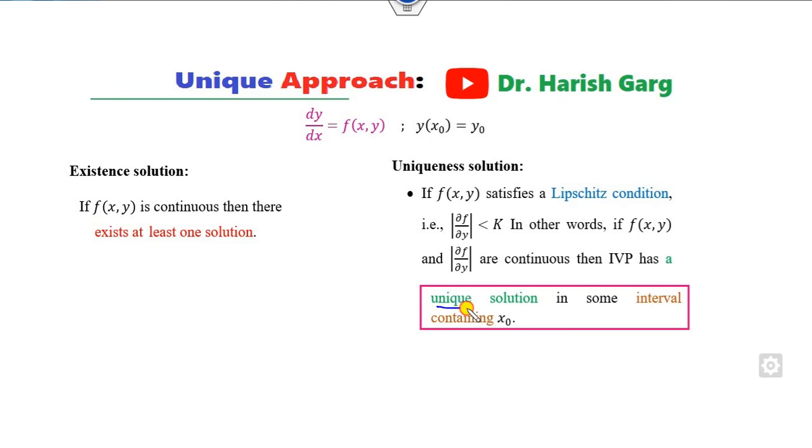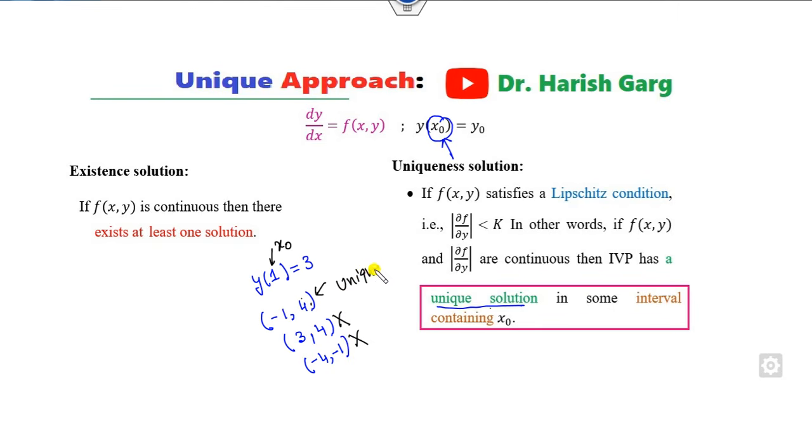But remember that the unique solution always exists in an interval which contains x naught. Say my interval is 3, 4, or say minus 4, minus 1. Clearly this is my x naught. x naught lies in one case, not in the other. So the unique solution occurs in that interval, not in the others. That is the meaning of unique in some interval which contains my x naught.